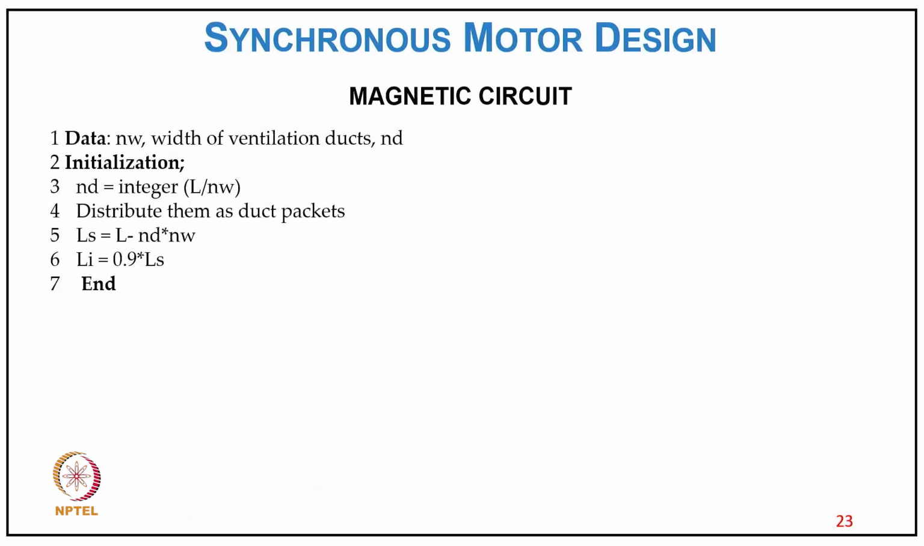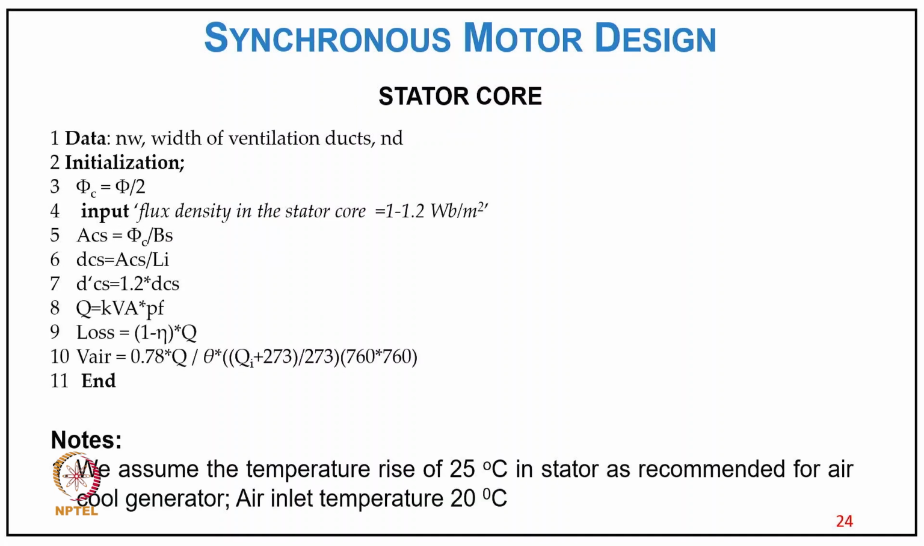If yes, then stop. Now coming to magnetic circuit, data given NW, width of ventilating duct, and ND. Initialize ND equal to integer of L upon NW, distribute them as duct pockets, LS equal to L minus ND into NW, L equal to 0.9 LH and N.